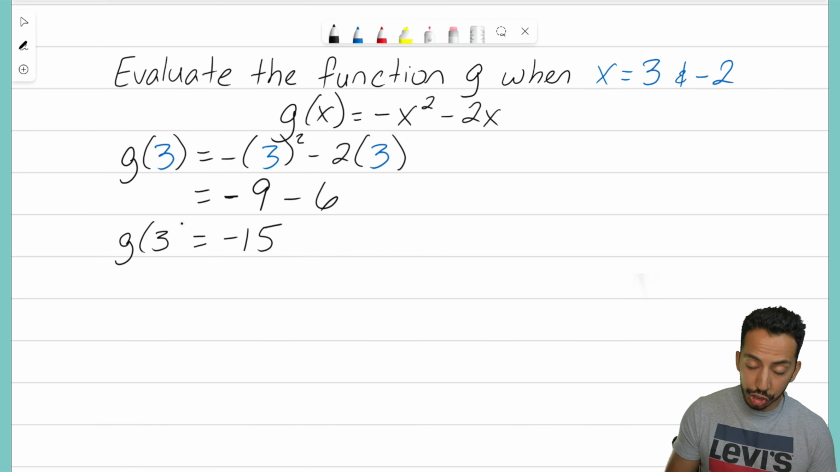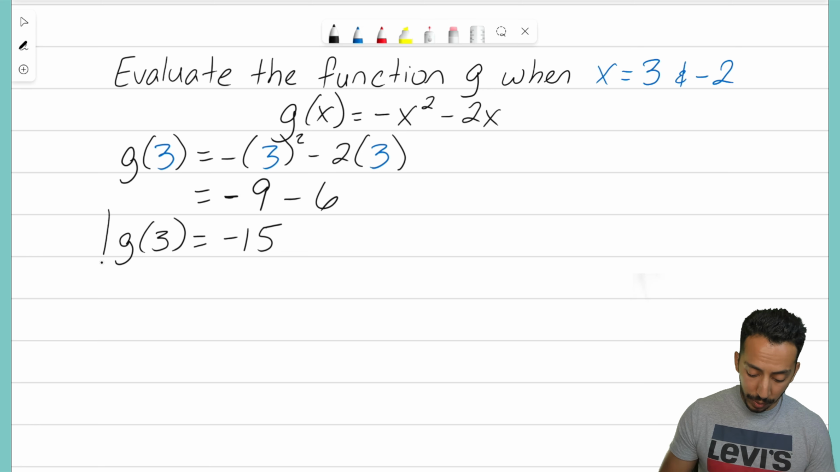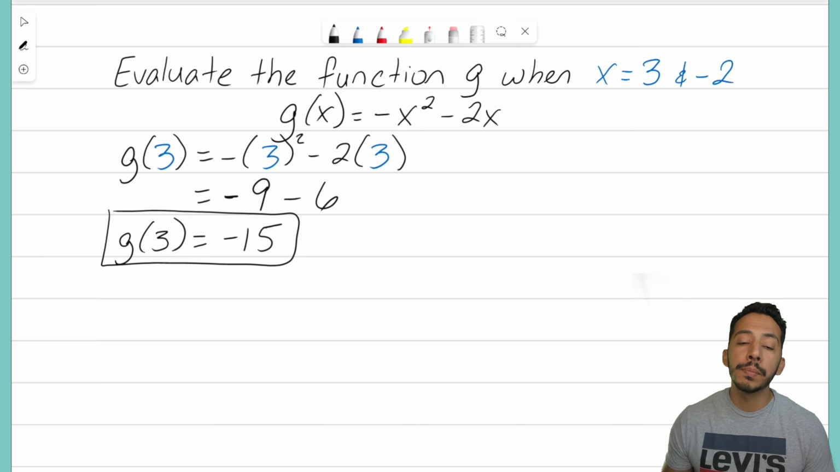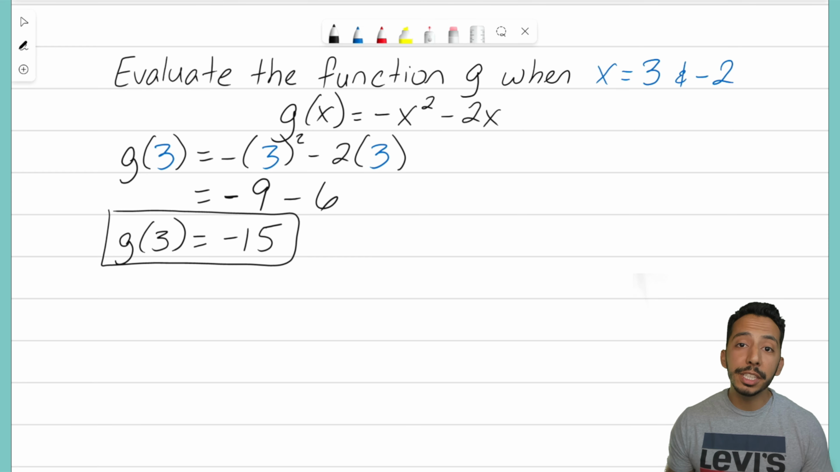So g of 3, where 3 is our input, when we plug a 3 into g, our output is negative 15. If you struggle with negatives, like negative 9 minus 6, just use a calculator. There's no shame in using a calculator. It'll help you out, especially when we're dealing with negatives, because they can always be a little tricky. But that is how we plug in a value of 3. We see our output is negative 15.